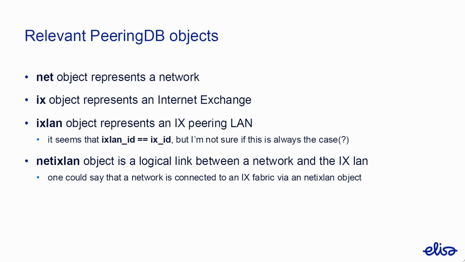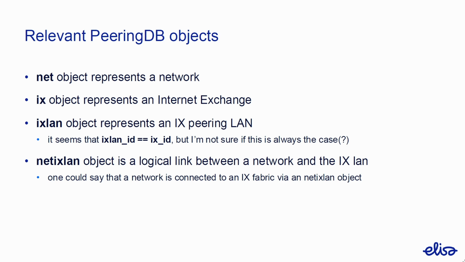For example, IXes like NetNode or some other where there are multiple different peering LANs, they are actually also their own IX objects, so that each LAN has its own IX object, and as such their IDs are equal. I'm not sure if this is universally true, but I'm happy to stand corrected if this is not the case.